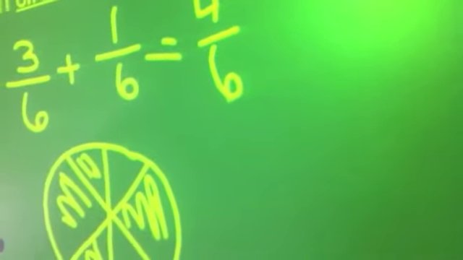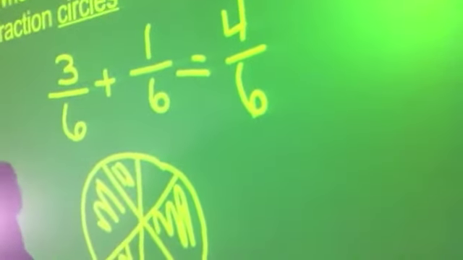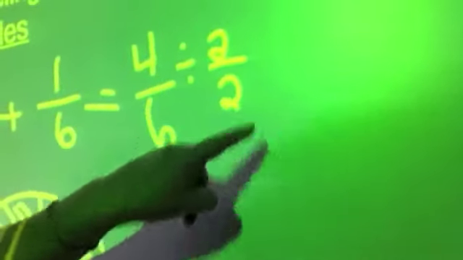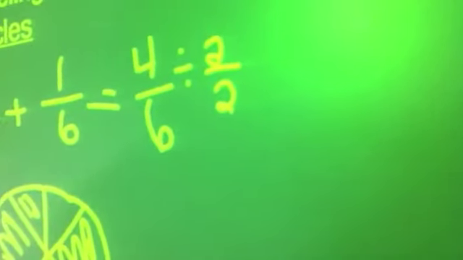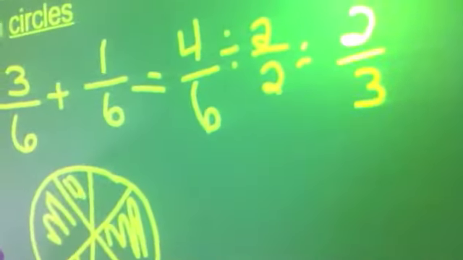Now, if you remember from last lesson, we need to simplify this, or to put it into lowest terms, so I'm going to divide both the top and bottom by 2/2, which, if you recall, equals 1 whole, and we get 2/3. So 2/3 of the pie are left.